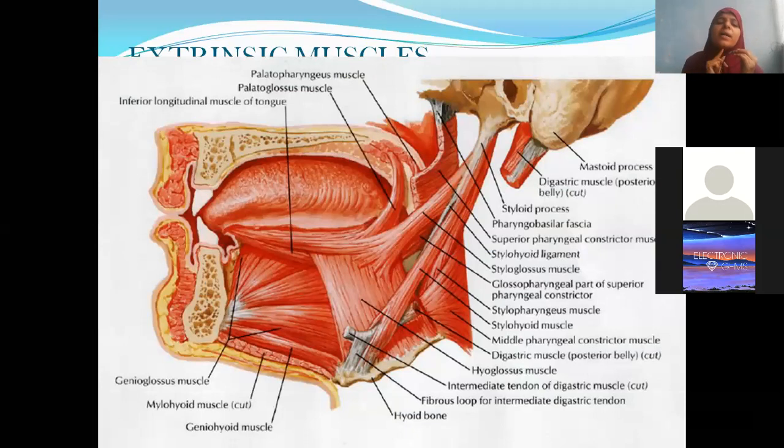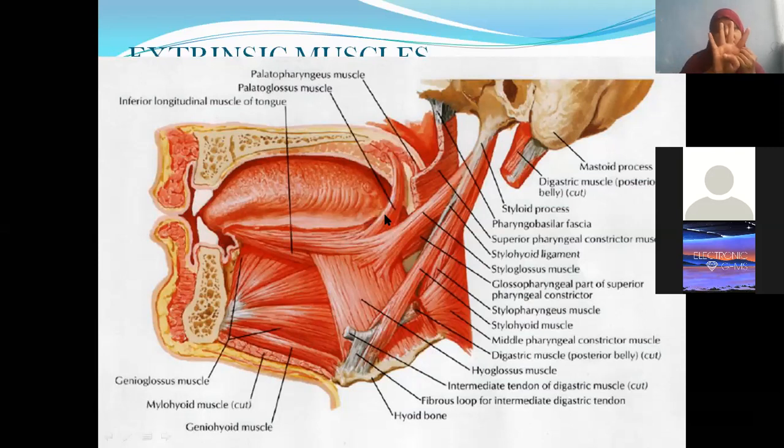In this particular part of the mandible behind, we have genial tubercles. From the genial tubercles to the tongue, we have a muscle called genioglossus. From the hyoid bone to the tongue, the extrinsic muscle is hyoglossus. From the styloid process of the skull bone to the tongue, we have styloglossus. From the hard palate to the tongue, we have the palatoglossus.